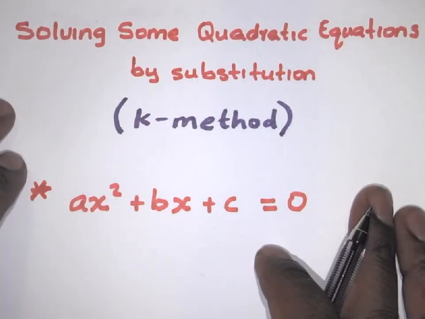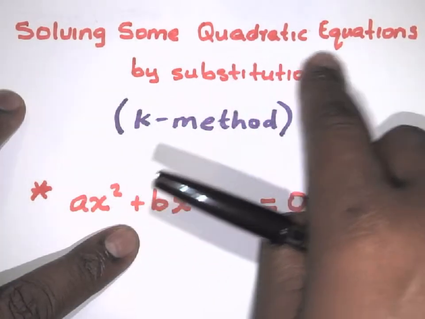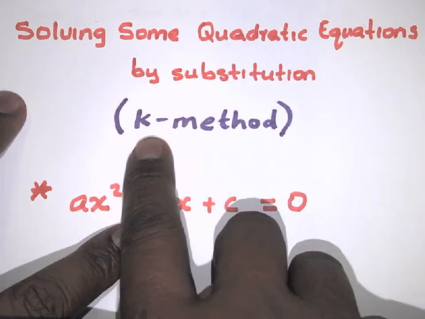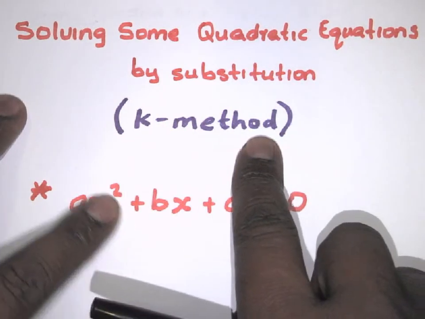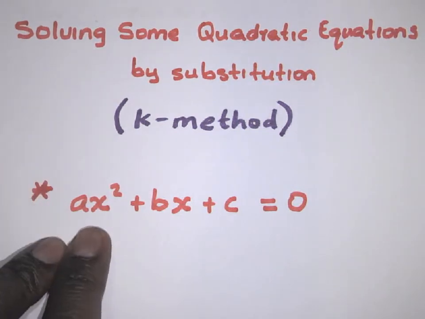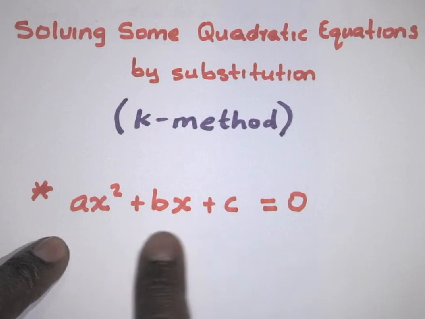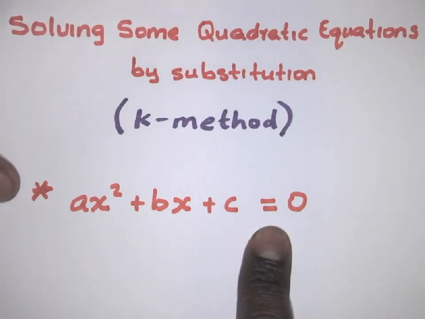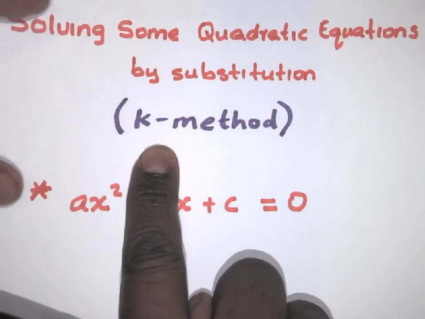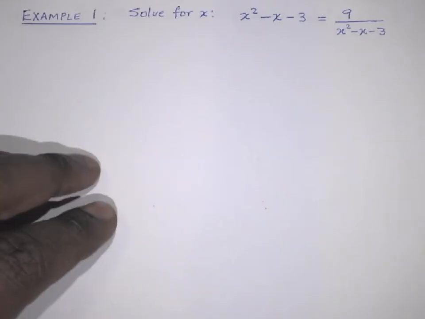Hi, grade 11s. Today we are going to solve quadratic equations by using a method of substitution. Some people call it the K method. You'll recall that quadratic equations must always be in the form ax squared plus bx plus c equals 0 for you to be able to solve them. Let's look at how we can solve some of these quadratic equations by using the K method. It's an easy method. Let's look at example 1.